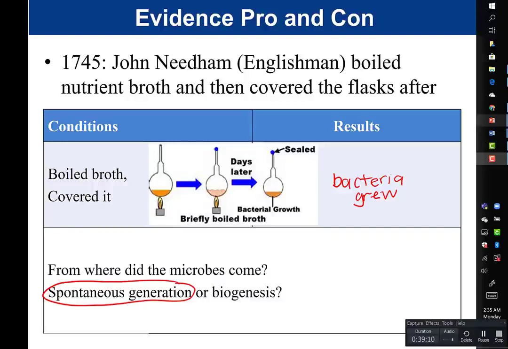However, it's simply because of a problem with the way that he designed his experiment. So if you think about this, if you boil it, right, and the top is still off, and then you cap it, then you cover it, where do you think those microbes came from? And the answer is they came from the air. They fell into the flask after the broth was boiled, right? So his experimental design was flawed. And that's because he capped it after. So bacteria already had a chance to fall in after the broth was boiled.